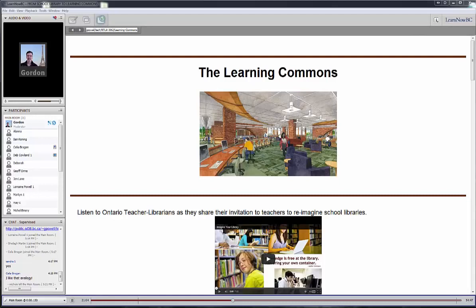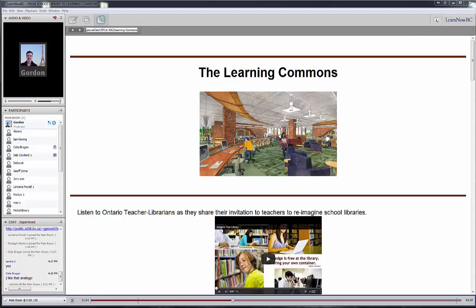What are the limiters, the downsides, the issues around moving from library to Learning Commons? Of course, none of this can happen without support. So we have teacher librarians who are trying to make new things with the old facility they have. There is some cost involved to this. Without financial support, it's very difficult to meet all of those needs.